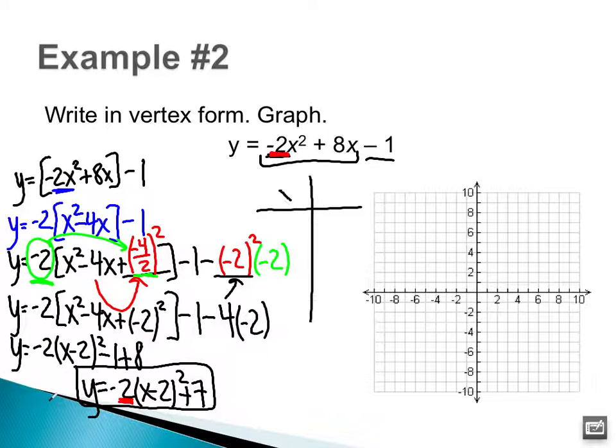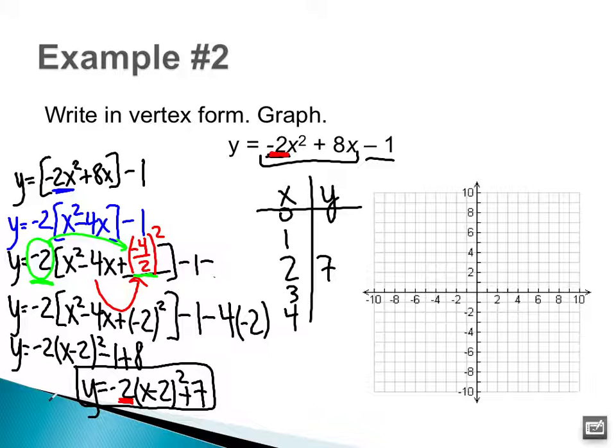Last thing we want to do is graph. So make yourself a table. I'm going to erase a little bit so that I have some room, so hopefully you copy this down. Okay, our vertex is 2, 7. So I'm going to substitute in 1, 0, 3, 4.